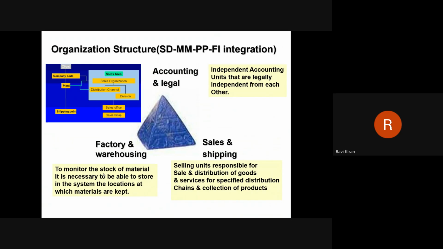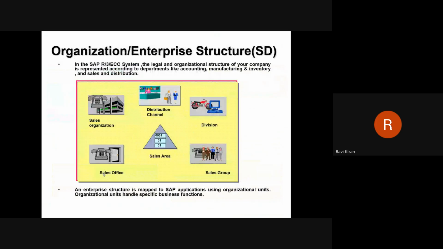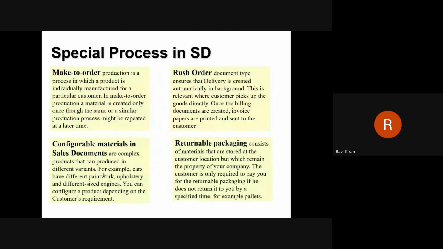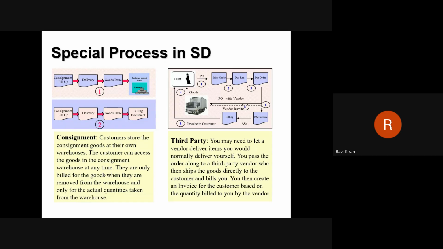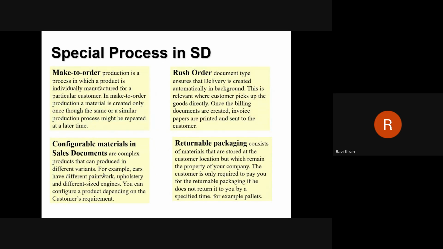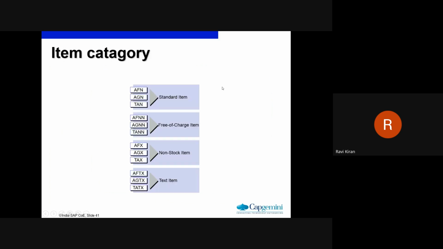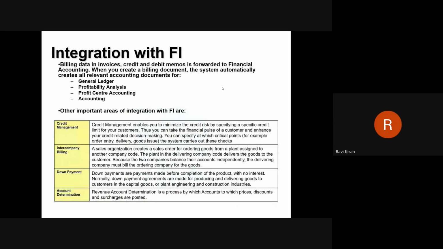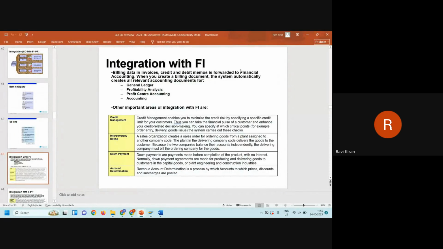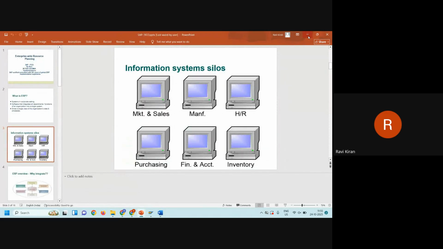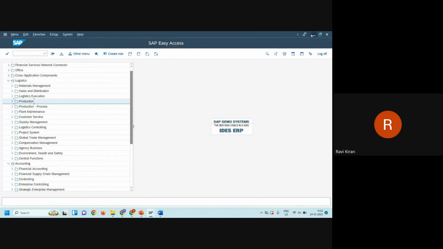I'll teach you how the sales works, how the accounts work, how the factory works. All these flow charts end to end, I'm going to teach you. You have consignment, third party, rush order, returnable packaging. All these I'm going to teach you. The integrations: integration with CO, FICO, integration with production. So end to end, you are going to learn along with me in this module. Integration with finance. You don't need to worry, because I'm a multi-module guy. So it is not a big deal for me to train you.